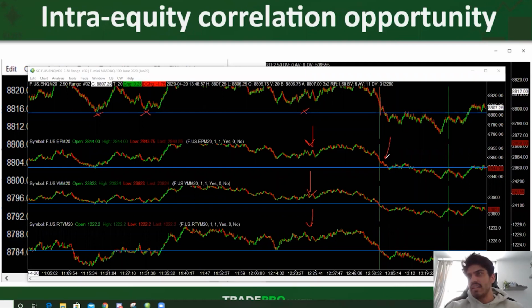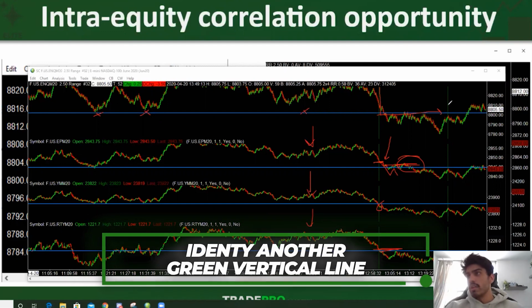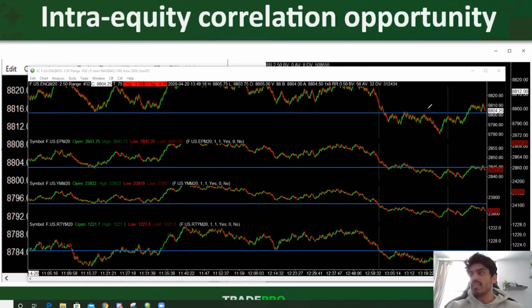Now, what you can see at that same vertical line, we get the opportunity to start shorting the S&P 500 because it has not yet broken through that support structure. Dow has, and we get the opportunity for Russell as well. Now, what we've done is identify another green vertical line at these same levels because this is the key resistance that was previously support. If we can identify that the NASDAQ pops above that level, when it does, then we can look for potential longs in the other markets to catch up.